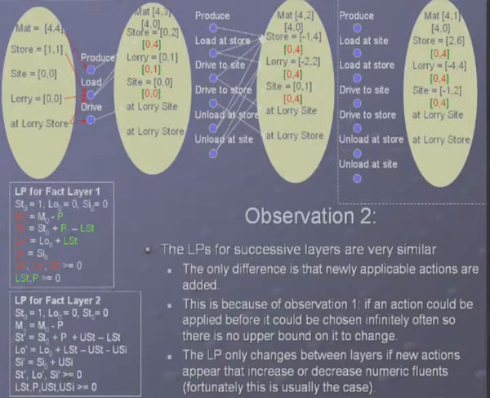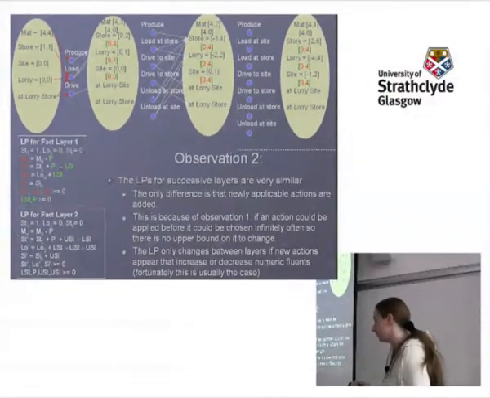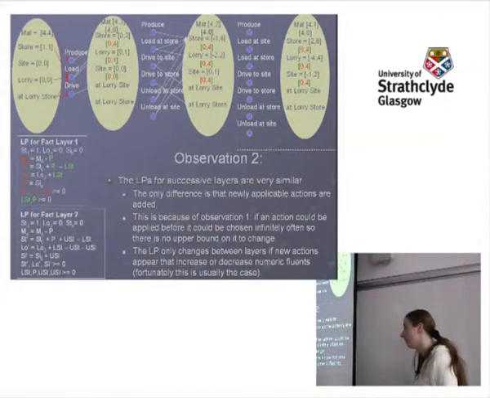So observation 2 is that the LPs for successive layers are very similar. There's not a great deal of difference between the LP for layer 1 and the LP for layer 2. You can see them here. They're quite similar. The only difference is that newly applicable actions are added to the LP at the next layer. So if we have the LP here, this LP has an extra action. You can unload at the store or unload at the site that this action doesn't have, and these then appear here in the various constraints on the variables.